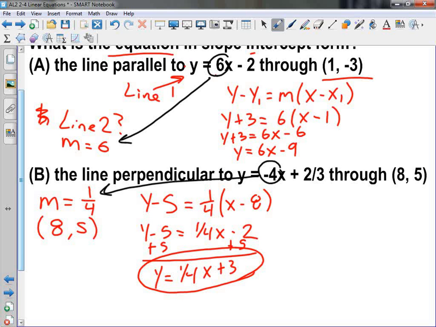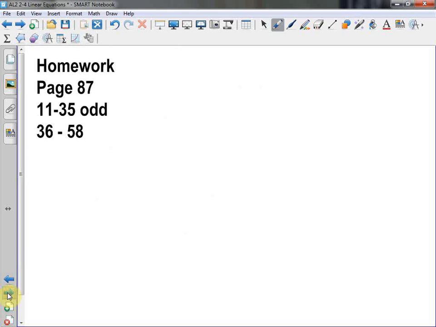All right? Am I ever going to use this plus 2/3 or minus 2? No, all I care about is the slope when I'm doing parallel and perpendicular. All right, good. Here's our assignment for today.